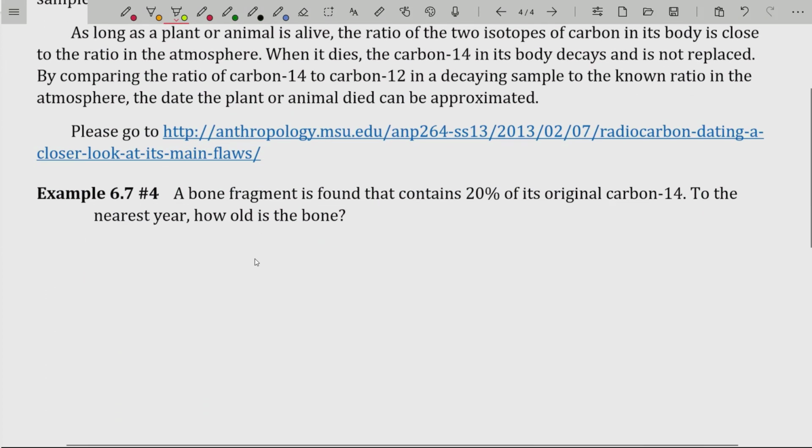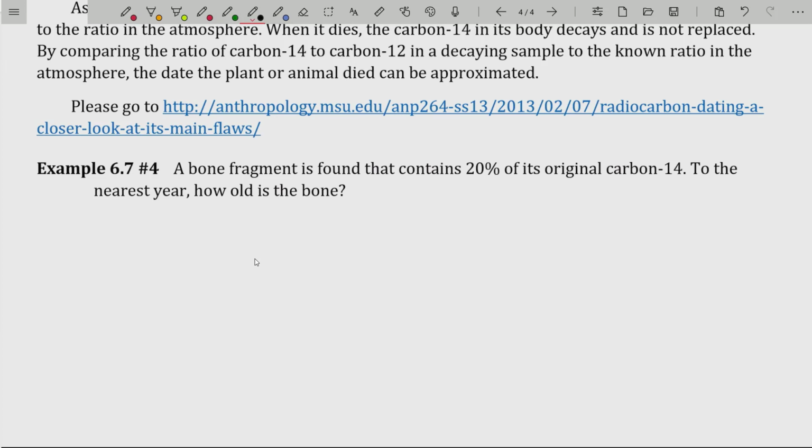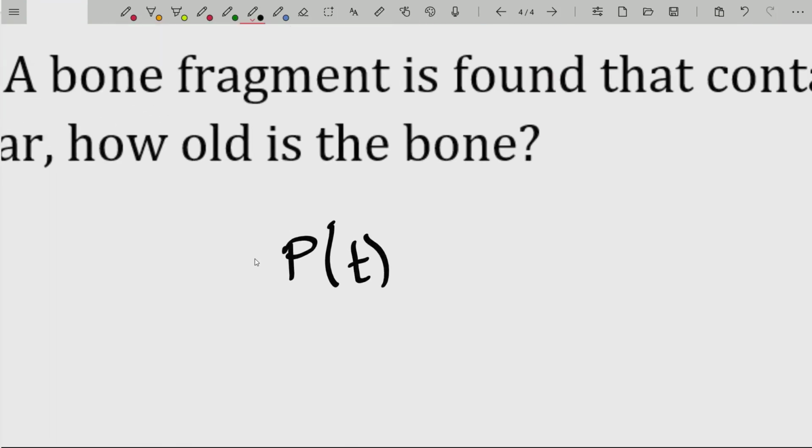So here we go. A bone fragment is found that contains 20% of its original carbon-14. To the nearest year, how old is the bone? Well, all right, let's first build a model for the amount of carbon-14 in this bone fragment T years after the creature who this belonged to died. We don't know how much carbon-14 was originally in the system, so we could say there's P naught.